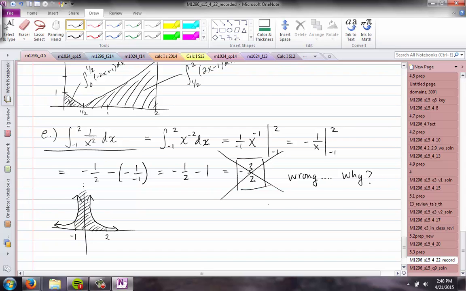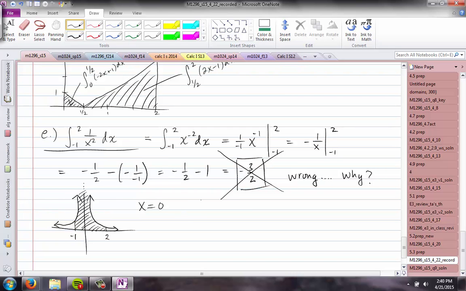Now first of all, note that -3/2 makes no sense at all with this picture because we'd expect to have a positive area. So what's going on here? Why can't I do this? Well, at x equals 0, we have a problem here. We have a vertical asymptote at our x equals 0 value, or the y-axis.